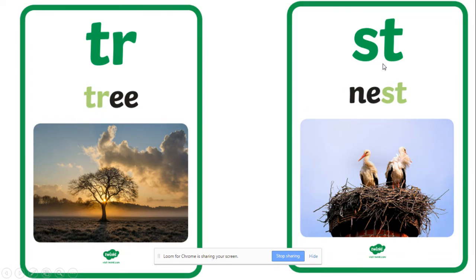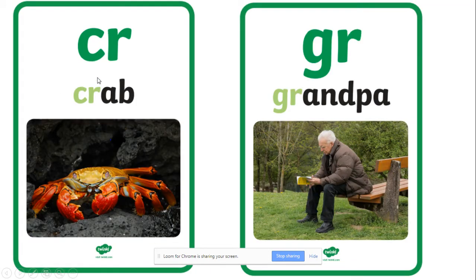Here I've got an S and a T, and together it makes a st sound. Can you make that with me? St. So it's the st that you might hear in nest or the word best. Here I've got a C and an R, and it makes a cr sound in crab. Here we've got a gr, so it's the gr that you would hear in grandpa.